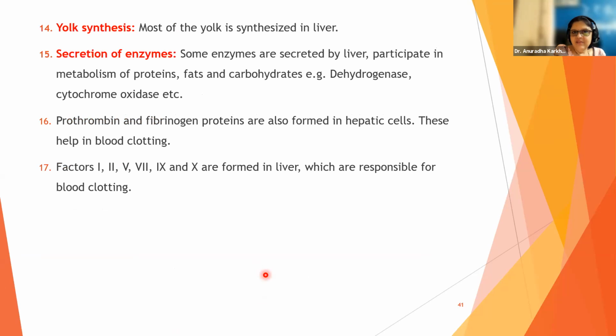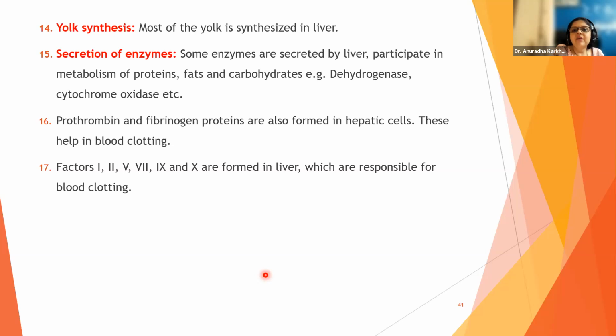14th is yolk synthesis. Most of the yolk is synthesized in the liver. But we are microlecithal. So in human beings, yolk is not going to be very well formed. But in birds' eggs, the chicken egg that you all eat, that yellow part is the yolk. It is synthesized by the liver of that particular animal.